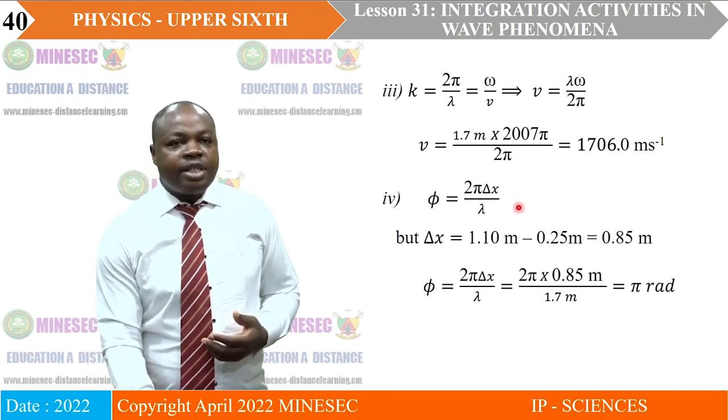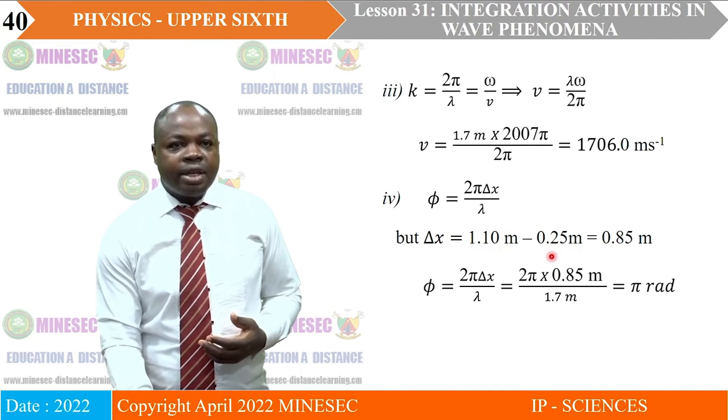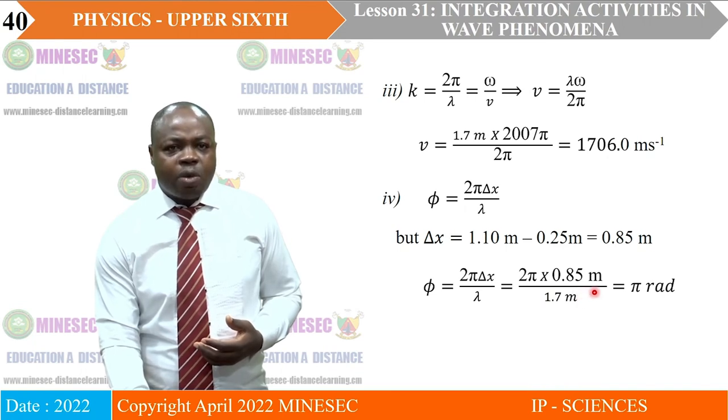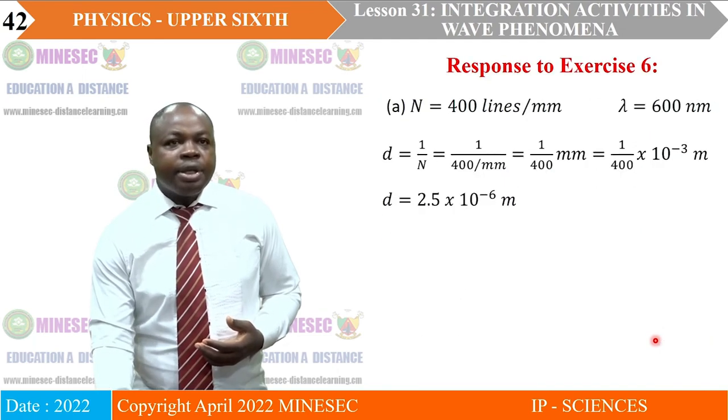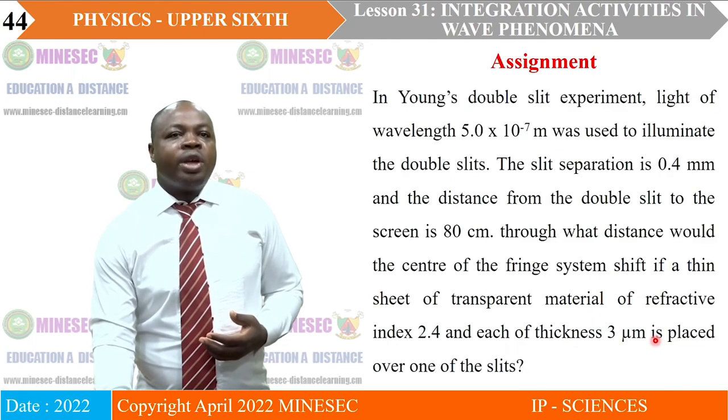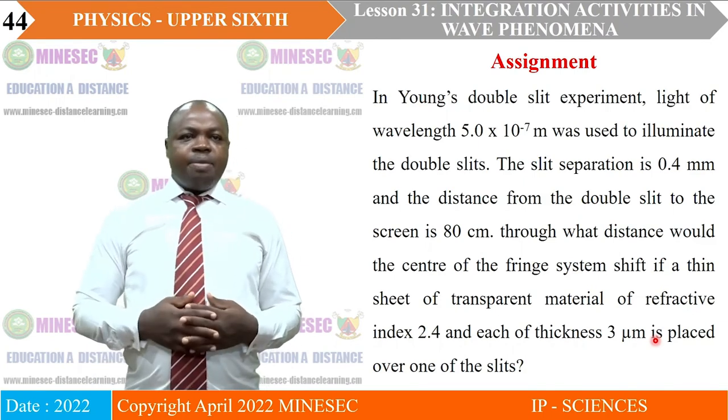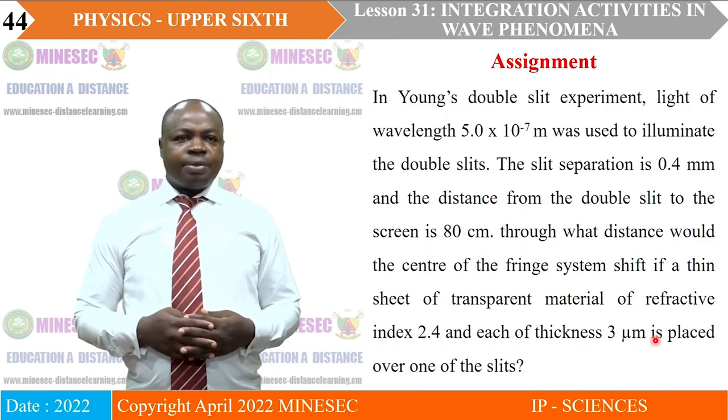And then the phase difference is obtained from the path difference, and given by 2 pi over lambda times the path difference. The path difference is 0.8 meters. Lambda is 1.7 meters, giving us pi radians. So we go to the assignment for our next lesson.